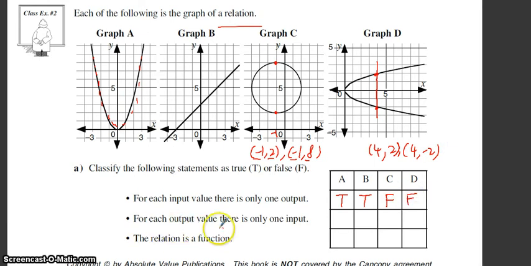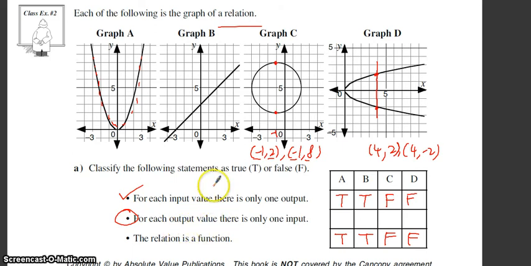For each output, there's only one input. Well, that's checking the other way around, but this is not important for now. What determines if it's a function or not is whether it has only one output for each input. So the relation is a function. If also each output has only one input, we say it's a one-to-one function. There's something we can talk about later.